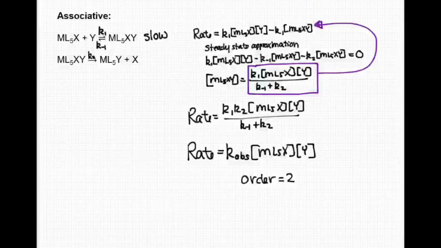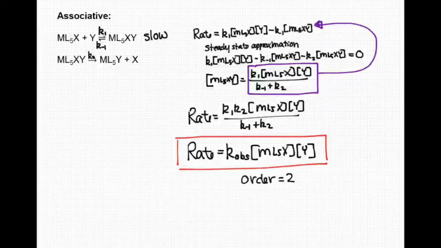It also tells us that the rate will depend in a first order way on both the concentration of the incoming ligand and on the concentration of the complex. So if you increase the concentration of the incoming ligand, you're going to increase the rate. Now, let's think about how that might be the same or different for a dissociative mechanism.